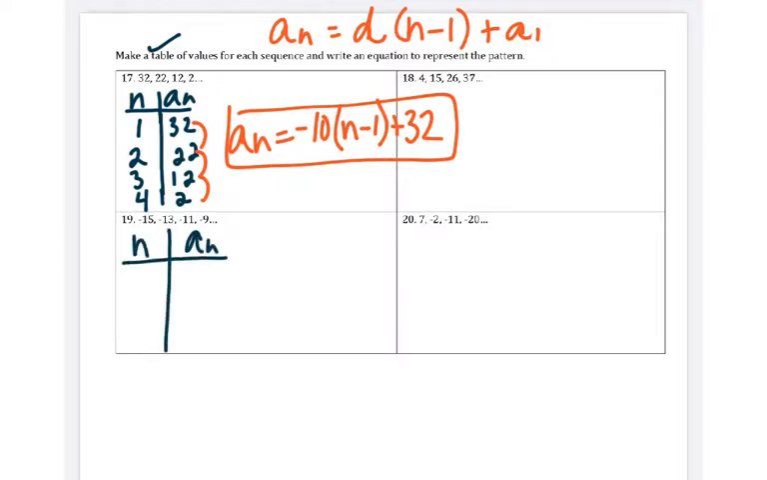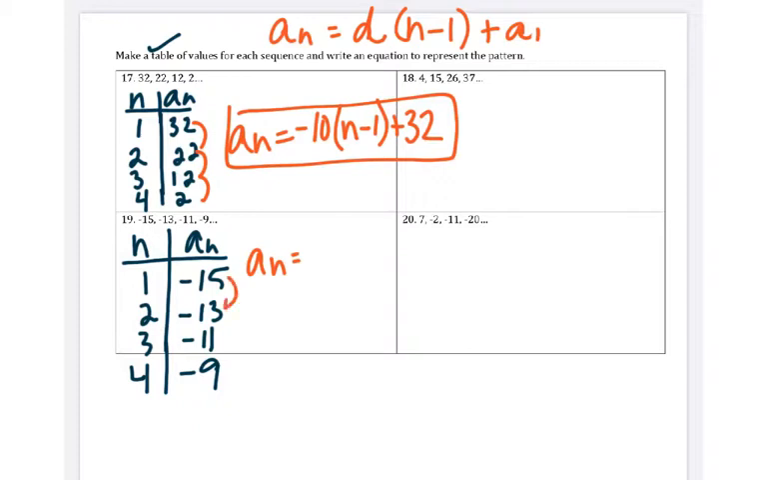Okay, number 19, the first number in my pattern is a -15. My second number is -13. My third number is -11. My fourth number is -9. So I need to write down the pattern equation. We start with our common difference.